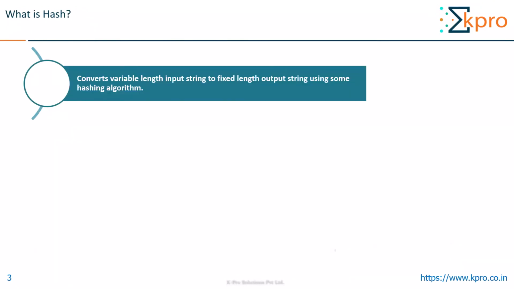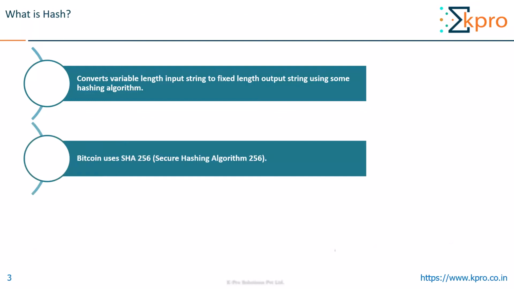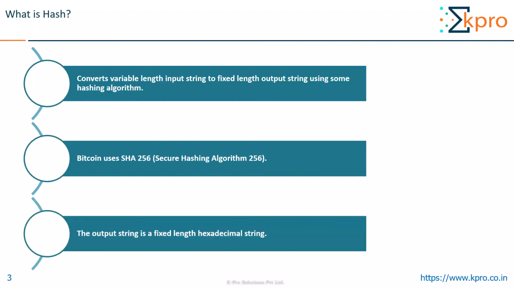Hashing is nothing but taking an input string of any length and giving an output string of fixed length using some hashing algorithm. When we are talking about the blockchain Bitcoin, it uses SHA-256, that is the secure hashing algorithm 256. Now let us see how it works. We'll provide some input string and let us see if the output is some hexadecimal string of fixed length or not.